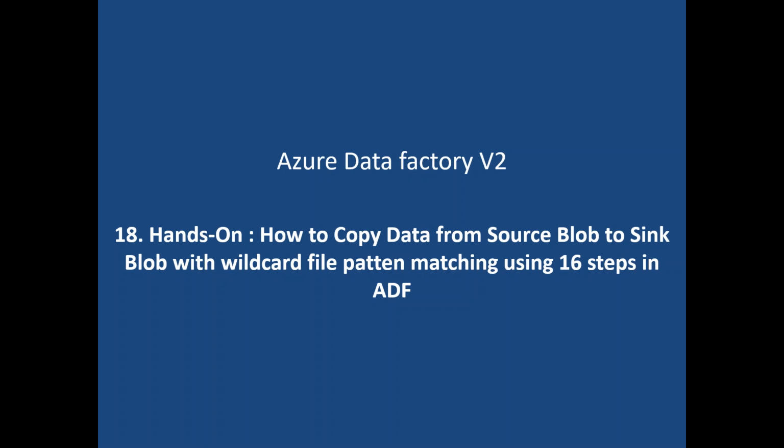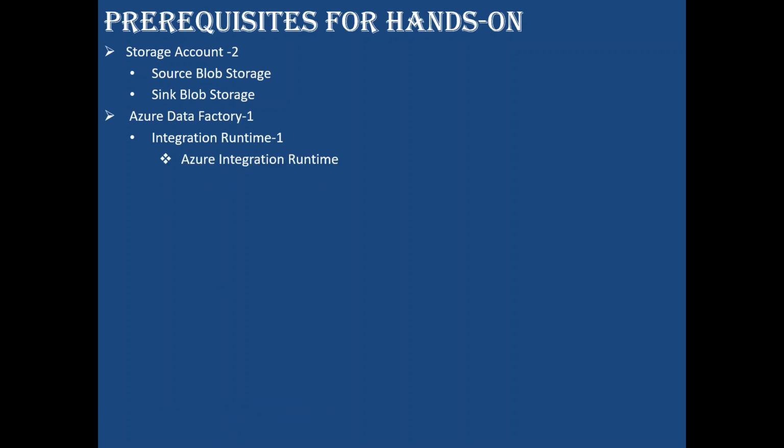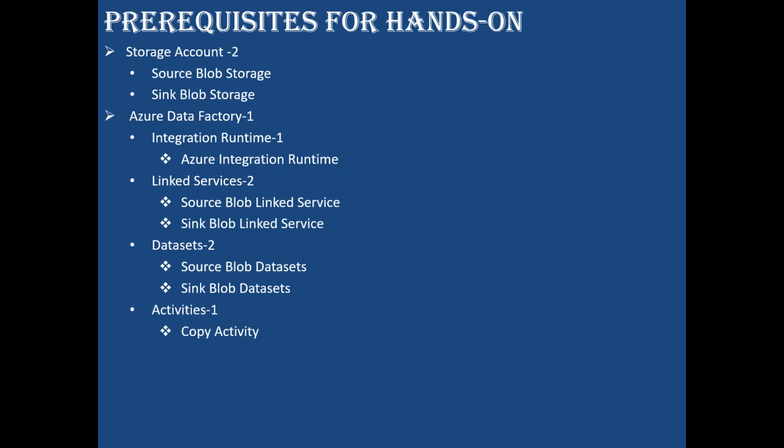To do this, we need to follow 16 steps in Azure Data Factory. Prerequisites for this hands-on: we need two storage accounts, one for the source blob and one for the sink blob. Then we need Azure Data Factory, and in that we need one integration runtime of type Azure integration runtime, which is available by default, so we don't need to create it. Next, I need two linked services, one for source blob and one for sink blob. Then I need two datasets, a source blob dataset and a sink blob dataset. Then one activity, the copy activity. I'll be creating a pipeline called ingestion pipeline. Okay, let's see the steps.